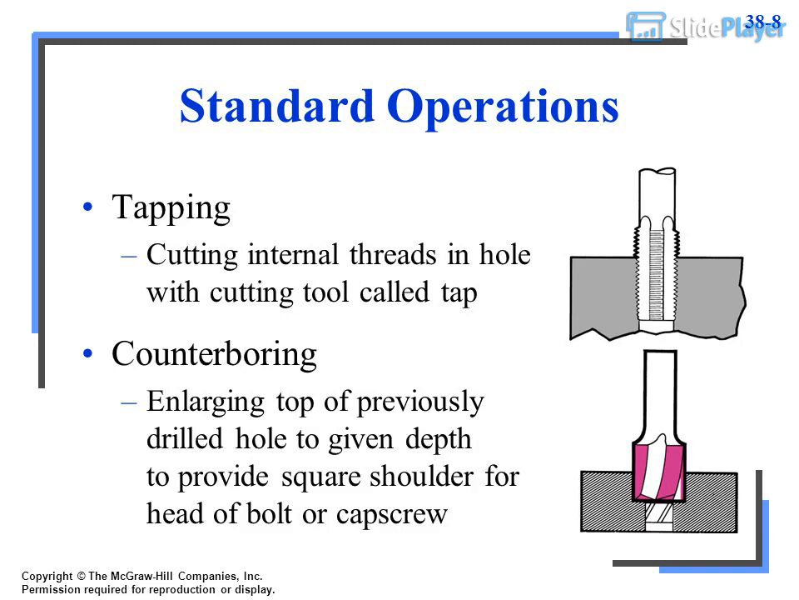Standard operations: tapping, counterboring. Tapping is cutting internal threads in a hole with a cutting tool called a tap. Counterboring is enlarging the top of a previously drilled hole to a given depth to provide a square shoulder for the head of a bolt or cap screw.